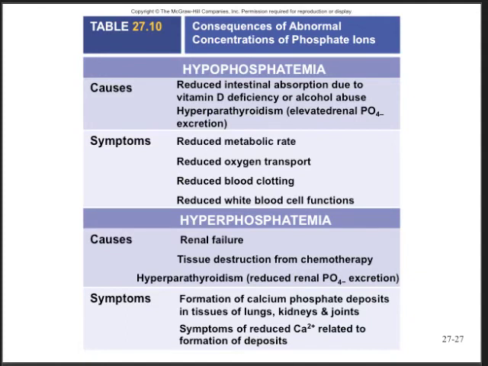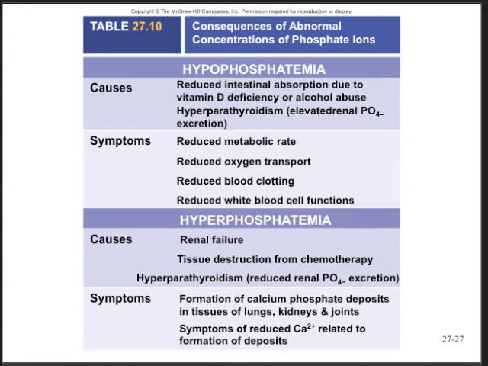So, what we're looking at here are some of the causes and the symptoms of phosphate imbalance. For hypophosphatemia, it can be caused by reduced intestinal absorption because of vitamin D deficiency or alcohol abuse or hyperparathyroidism. Symptoms include reduced metabolic rate, reduced oxygen transport, reduction in blood clotting, and reduction in white blood cell function. And this is in part due to a lack of DNA building blocks. Okay?